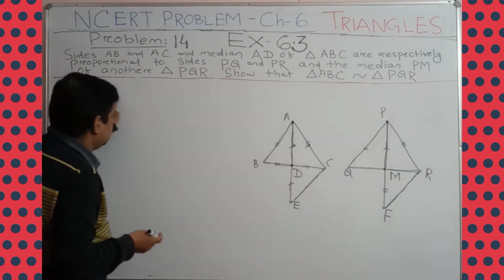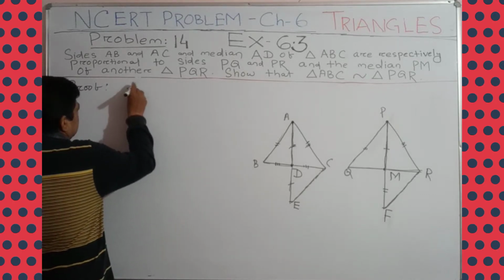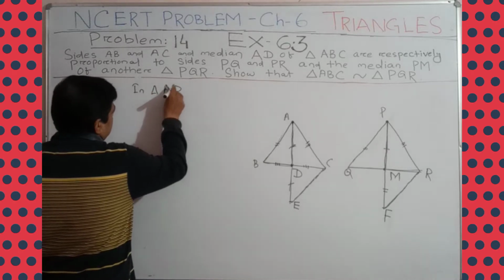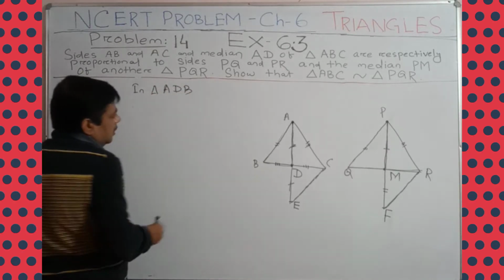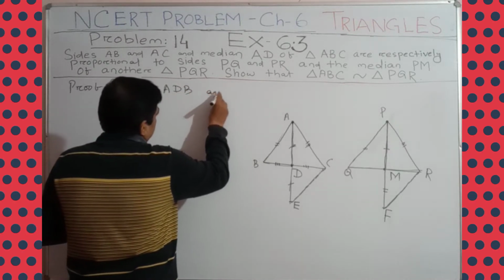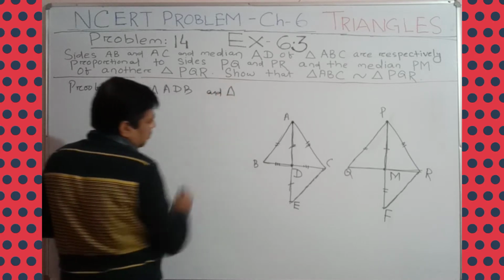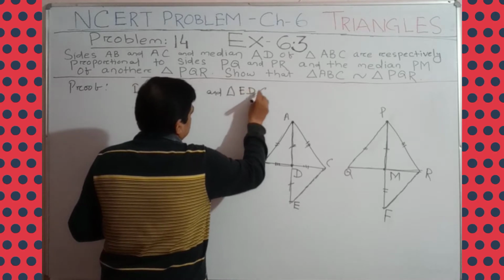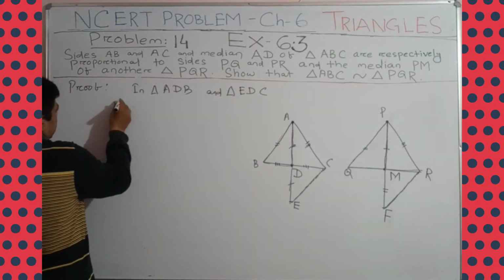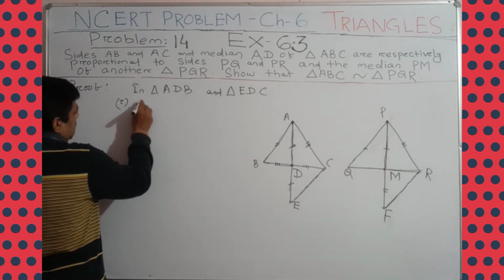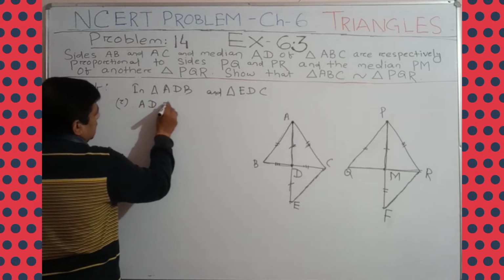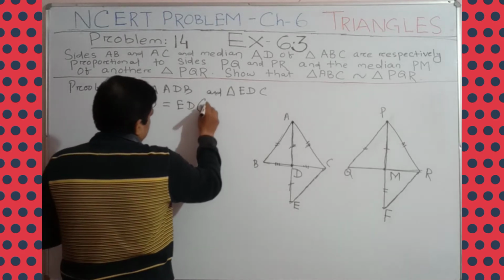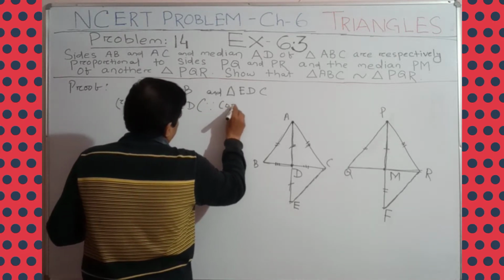Let's see. In triangle ADB and triangle, which triangle? EDC. In these two triangles, first, AD is equal to ED. Why? Because it is constructed. Since construction.